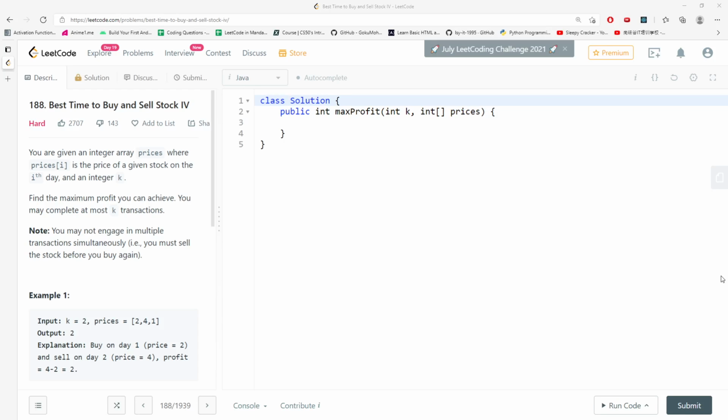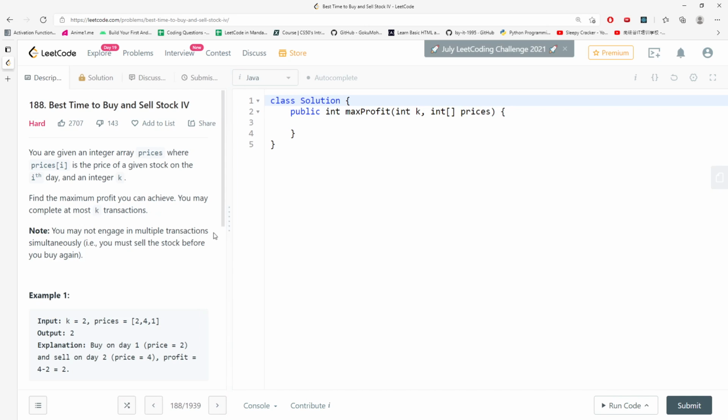Hello guys, so let's talk about Best Time to Buy and Sell Stock 4. If you didn't watch Best Time to Buy and Sell Stock 1, 2, and 3, which is 121 to 123, just go back and watch them. That will help you a lot to understand what I'm typing in this question.